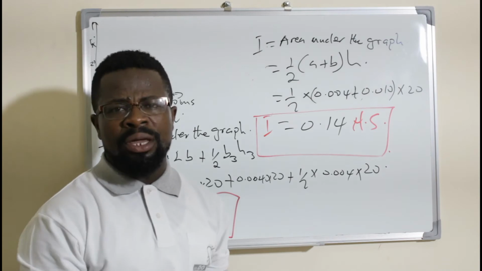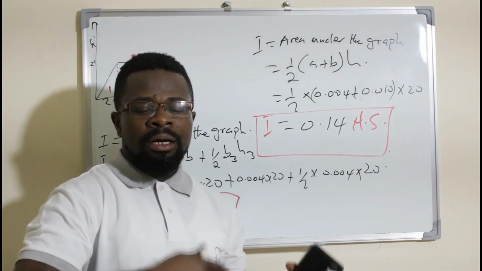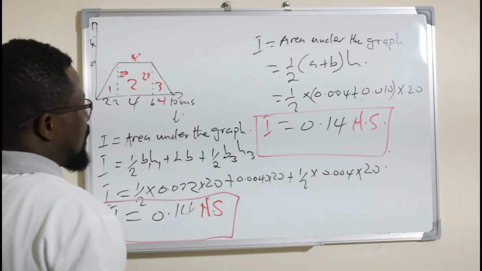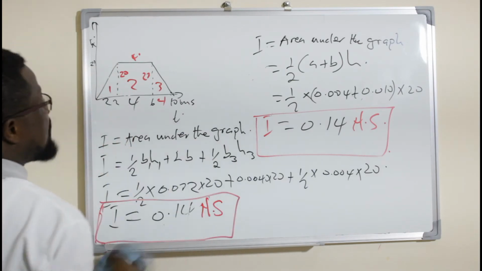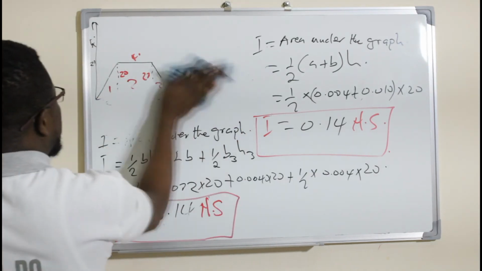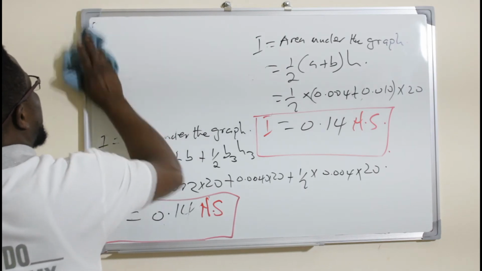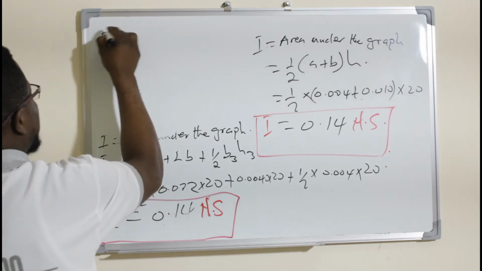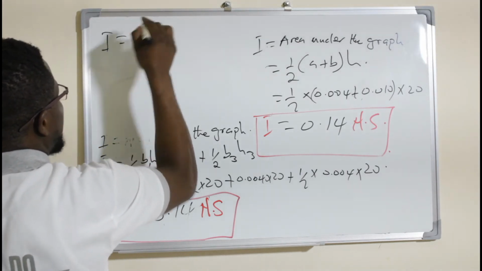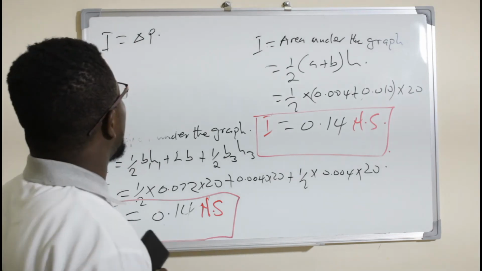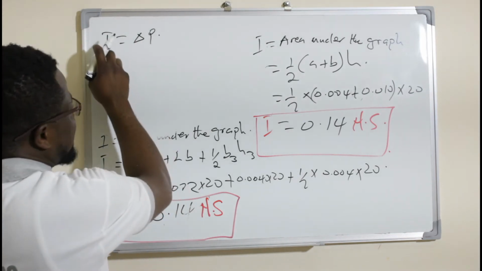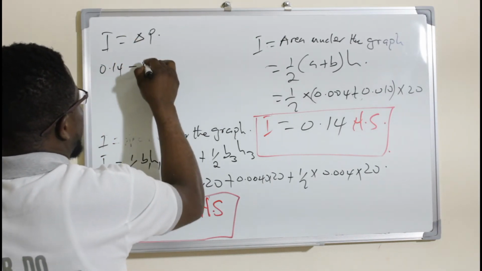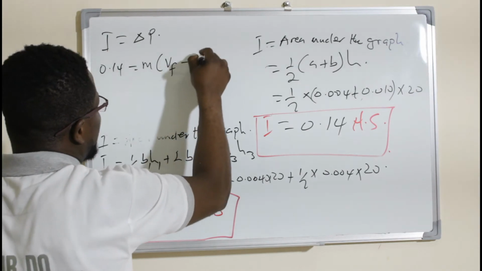That is not what we are looking for, because the question wants us to look for the speed of the block. So if I want to look for the speed of the block, after I have been able to calculate the impulse, I know that there is a relationship between impulse and change in momentum. So I can just simply say that impulse is equal to change in momentum. And if impulse is equal to change in momentum, and I have calculated the impulse, which is 0.14, what is the change in momentum? It is m into v final minus v initial.